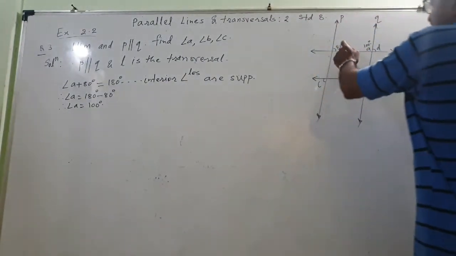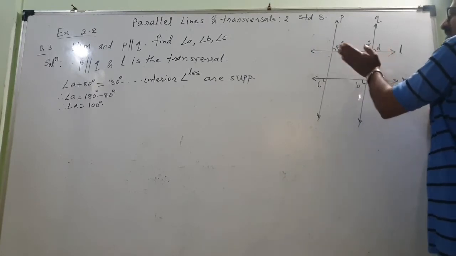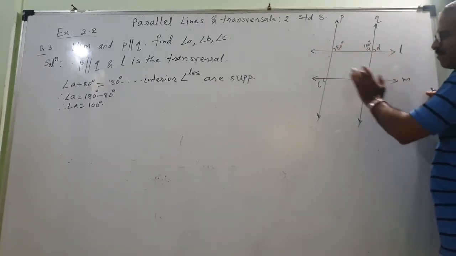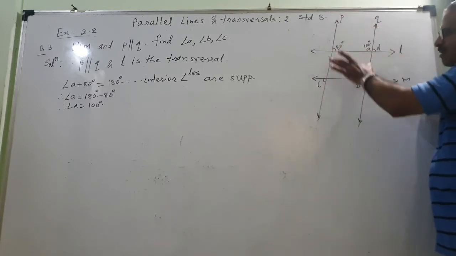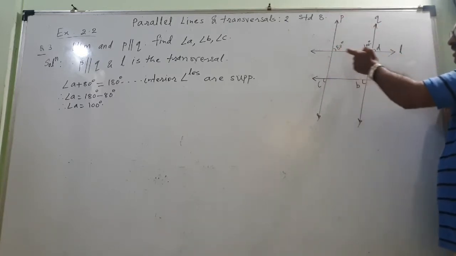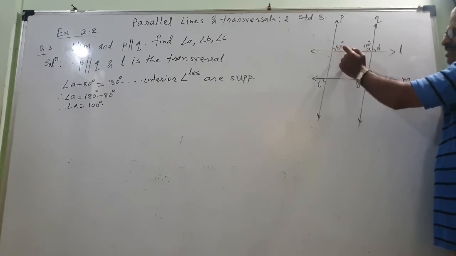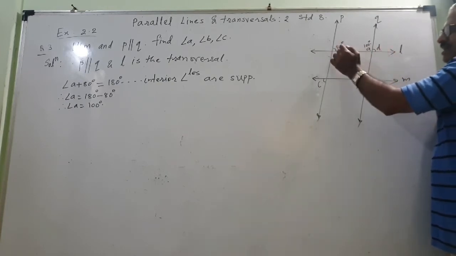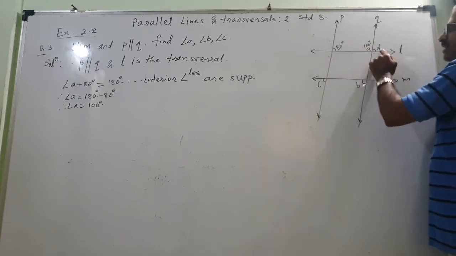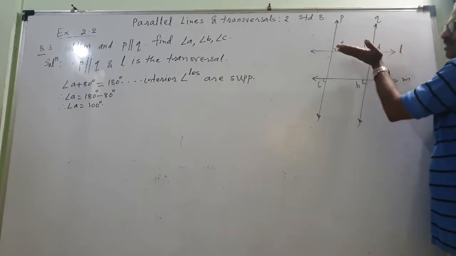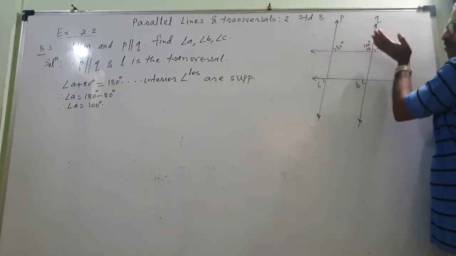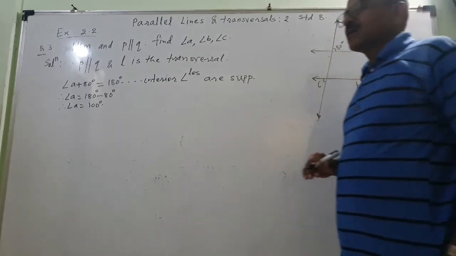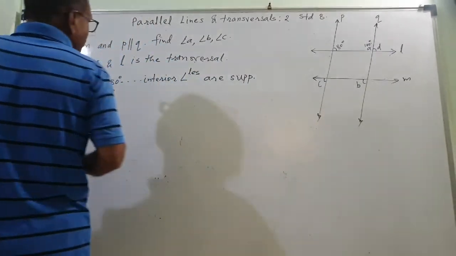Now see for this and this D. Forget this line, line M, you forget. These two are parallel lines. This is the transversal. This angle and angle D are at the same position. 80 degrees is below this. D is also below this. This is up, this is also up. Means 80 degrees and D are at the same position. They are the corresponding angles.